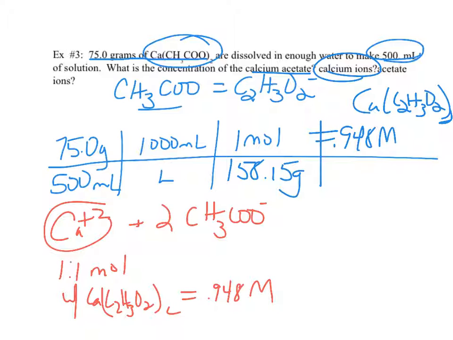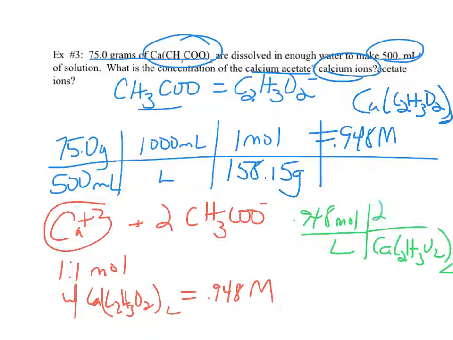For the acetate, we need to factor in the fact that there are 2 moles. For every 1 mole of calcium acetate, there are 2 moles of the acetate, and I'm just going to abbreviate that AC since I'm running out of room, which would give you a concentration of 1.90 moles per liter. So you have to account for the fact that there's twice as much of that in the chemical formula.